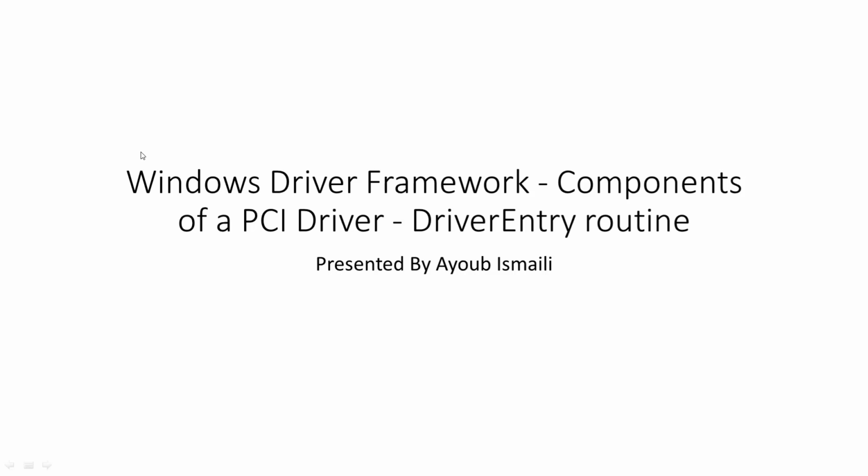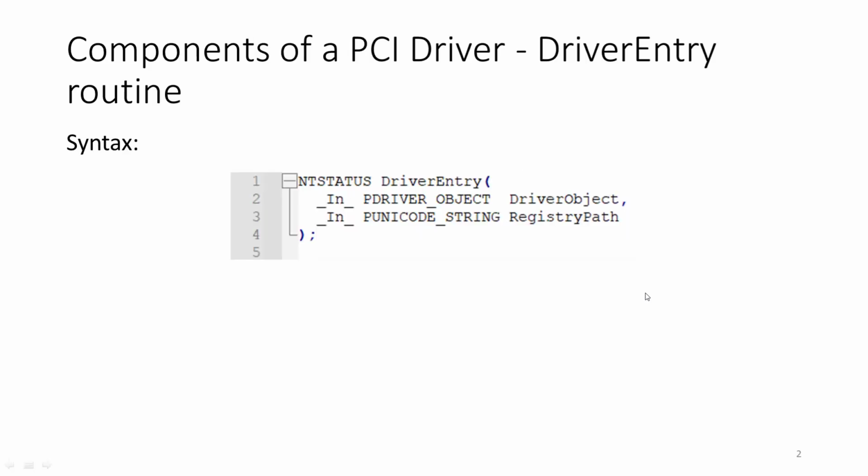Windows Driver Framework, components of a PCI driver, DriverEntry routine. As you can see here, we have the syntax of the routine. The first argument of the routine is the driver object, which is a pointer to the driver object data structure. The second argument of the routine is the registry path, which is a pointer to a Unicode string data structure. The routine returns an NT status value indicating whether the initialization process was successful or not.